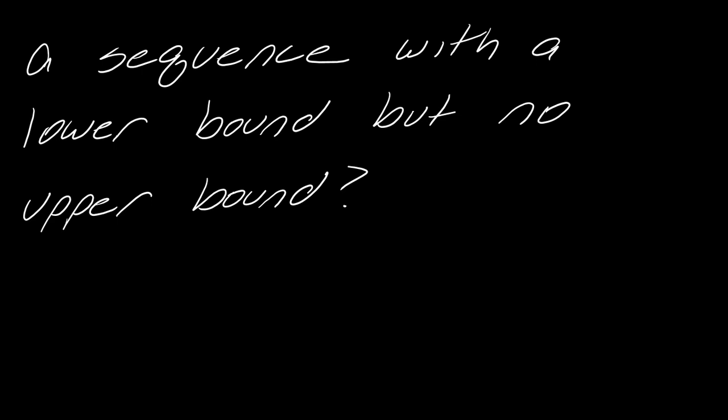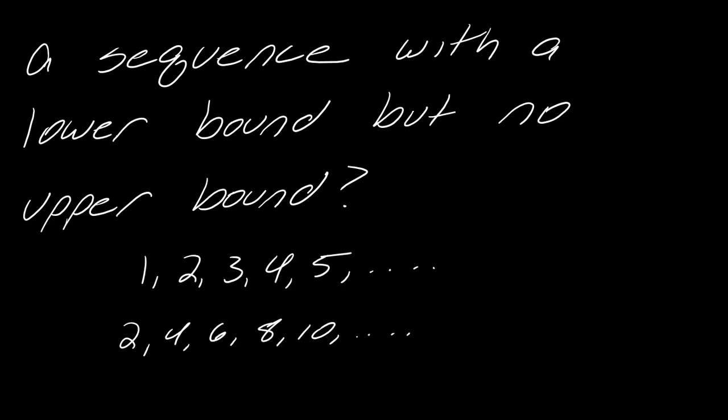So there are a lot of different sequences that have a lower bound but no upper bound. These are sequences that just keep getting bigger and bigger. So just a sequence as simple as 1, 2, 3, 4, 5. In this case, 1 would be the greatest lower bound, right? This sequence will never go lower than that. Or you could have something like 2, 4, 6, 8, 10. In this case, 2 would be the greatest lower bound.